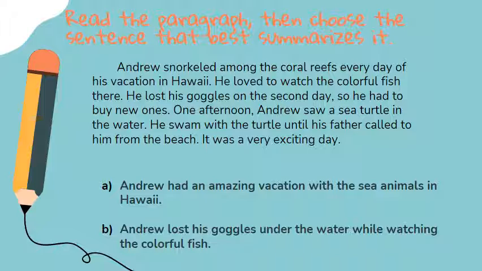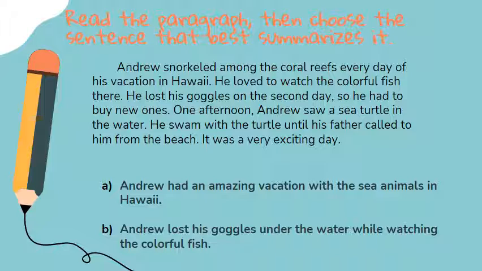Okay, let's ask ourselves, what's the main idea of this paragraph? This paragraph is telling me how Andrew spent his vacation. He did a lot of activities and he had fun. Excellent. So now you see, you summarize the paragraph in your own words. Let's see the options and choose the correct one. Andrew had an amazing vacation with the sea animals in Hawaii. This is A. B. Andrew lost his goggles under the water while watching the colorful fish.